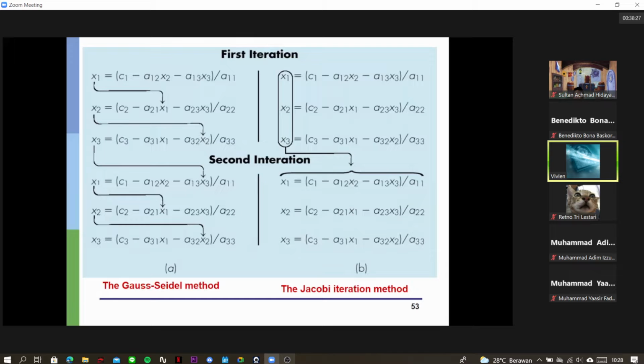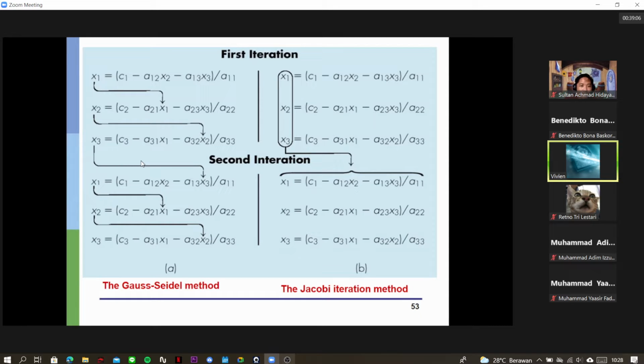Okay. Now, my question is, which one do you think will be faster? Maybe the Gauss-Seidel method. Why? Because the result of the first iteration step will be used directly, not waiting for the others, so maybe it will be faster. Yeah, okay. So you are correct.